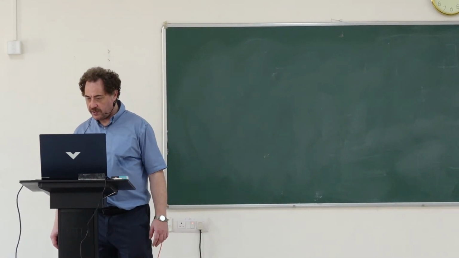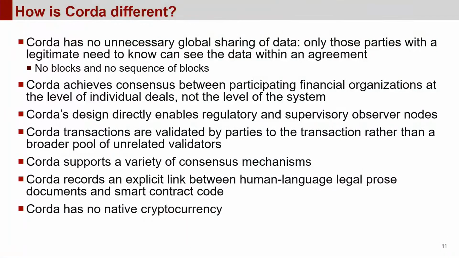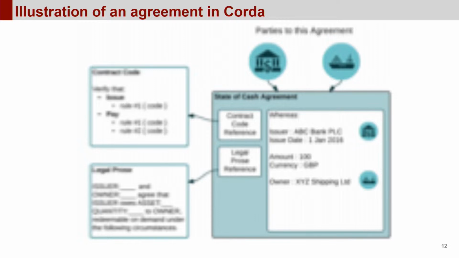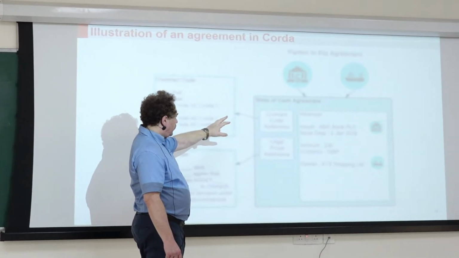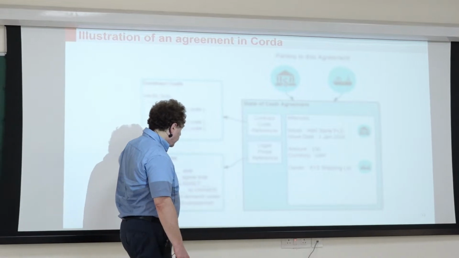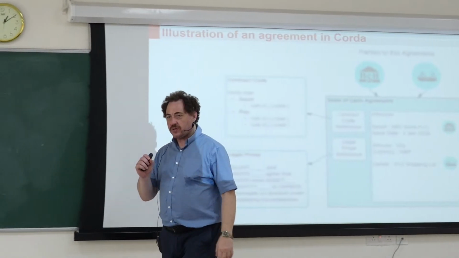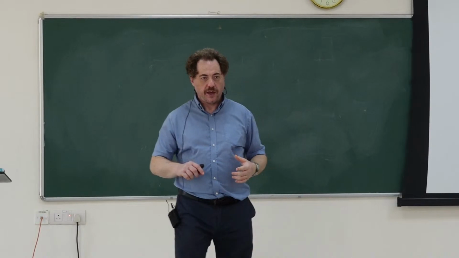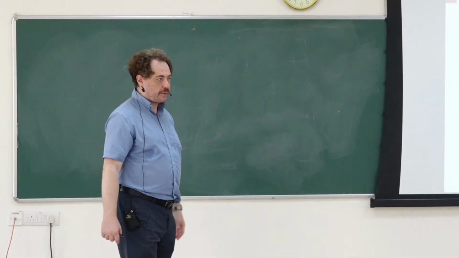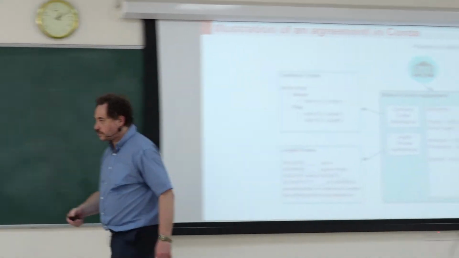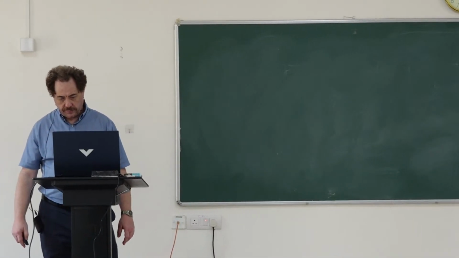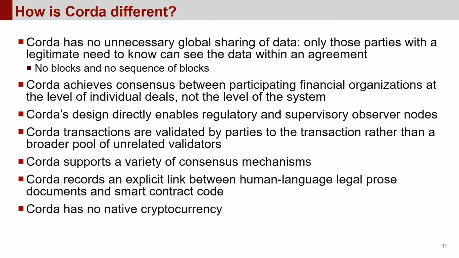But the picture is supposed to illustrate several aspects. Essentially it shows how agreements are stored. So these two institutions are partners to the agreement, and then an agreement always has some embedded reference to the contract code, and also an embedded reference to the legal prose. So an agreement usually includes reference both to the legal documents and to the programmatic contract, and the two are connected together. That link is very important for Corda. The content of the contract can be anything. It's illustrated here, but it's not so important.